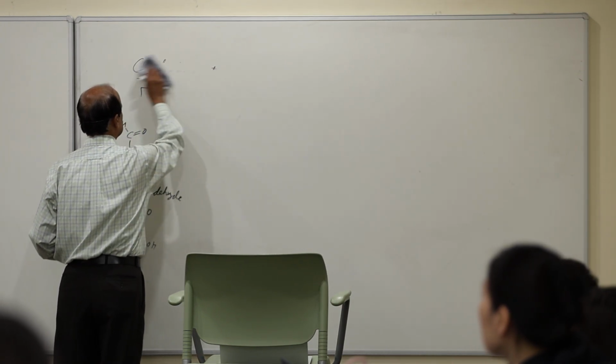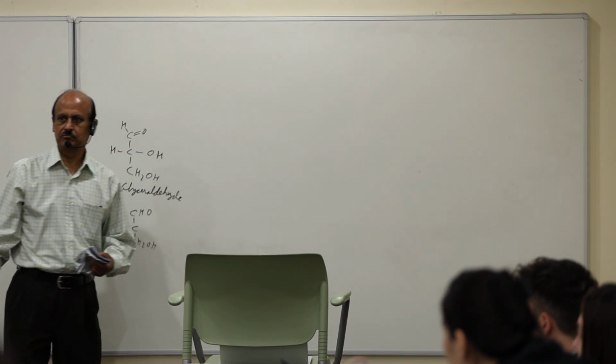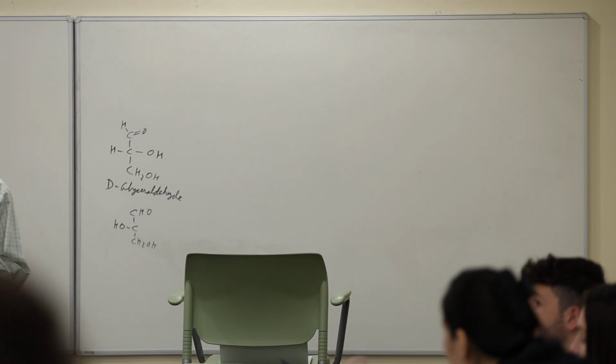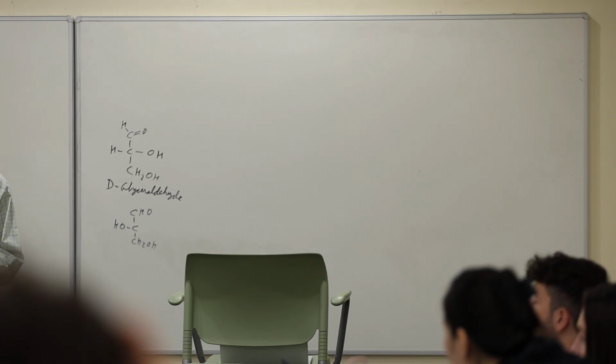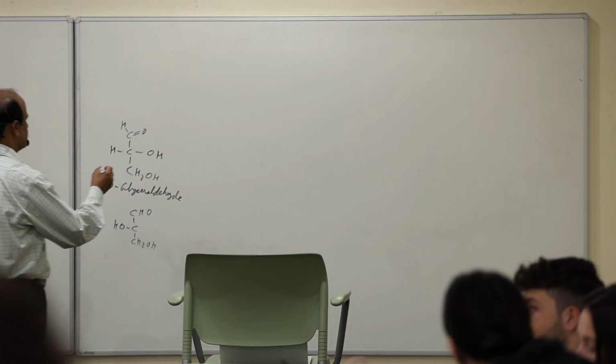4-carbon, not so important. 5-carbon is important. Why is 5-carbon important? Which sugar has 5 carbons? Ribose, and that is present in DNA and RNA, deoxyribose and ribose. So 5-carbon is important.